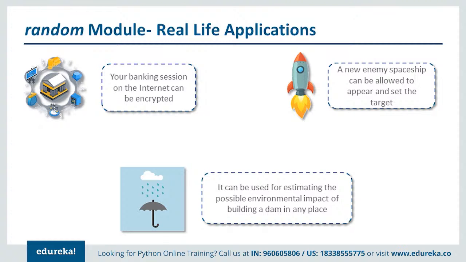We can use it for security purposes, where a new number is generated randomly every time, so that can also be considered a kind of secret. It will help us understand how we can use it and work with this component. It can also be used for estimating the possible environmental impact of building a dam in any place. So in different kinds of calculations, calculating modules and applications, this random function is utilized. It has a huge number of implementations around.